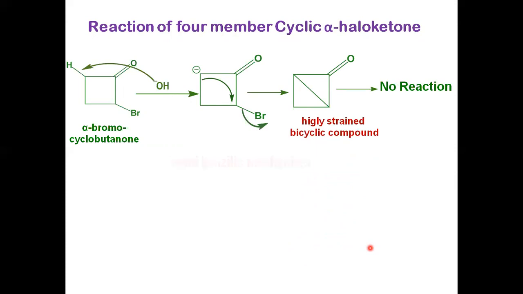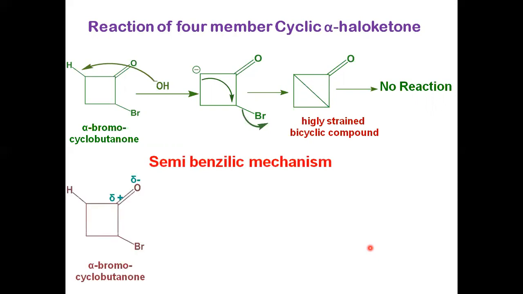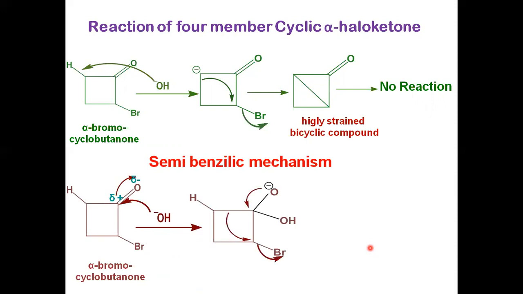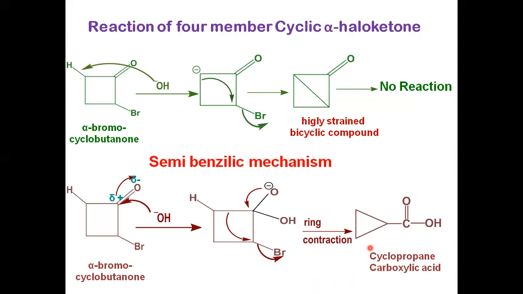But this reaction follows the semibenzilic mechanism. According to this mechanism, the nucleophile or hydroxide ion attacks the electrophilic carbonyl carbon and forms an oxyanion, which after electronic rearrangement undergoes ring contraction and forms the product cyclopropane carboxylic acid. That means 4-membered cyclic alpha haloketone involves the semibenzilic mechanism.